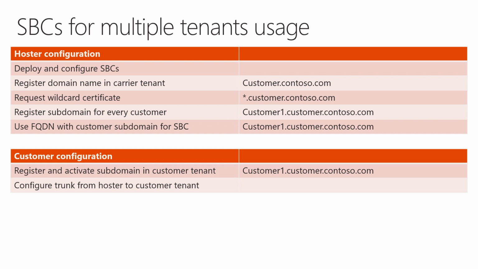So now the SBC gets the FQDN customer1.customer.contoso.com. So if you have multiple customers, you will have as many FQDNs pointing to the very same SBC. And the certificate, being a wildcard certificate, will be able to verify the identity of all of them. On the customer side, you need to register and activate the subdomain in the customer tenant, customer1.customer.contoso.com, and then you need to go and configure your trunk from the hoster to your tenant.